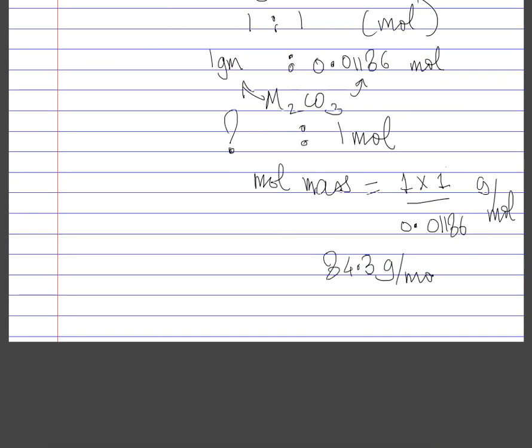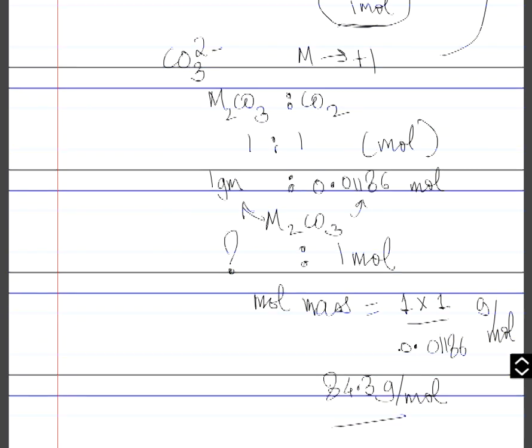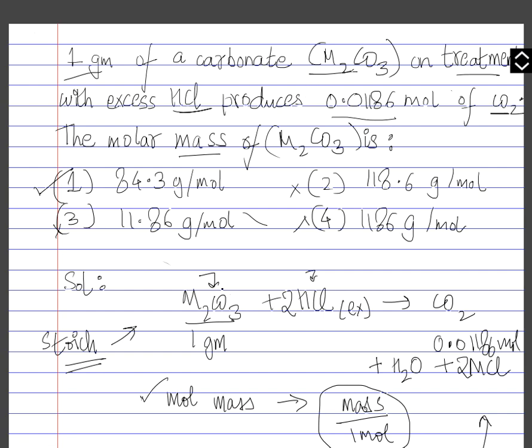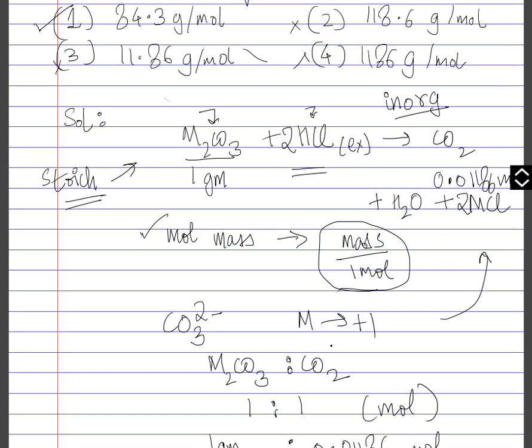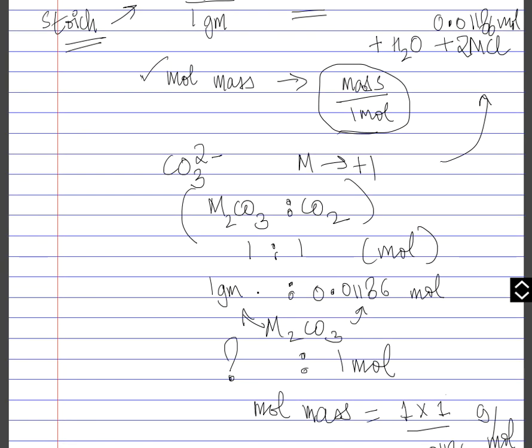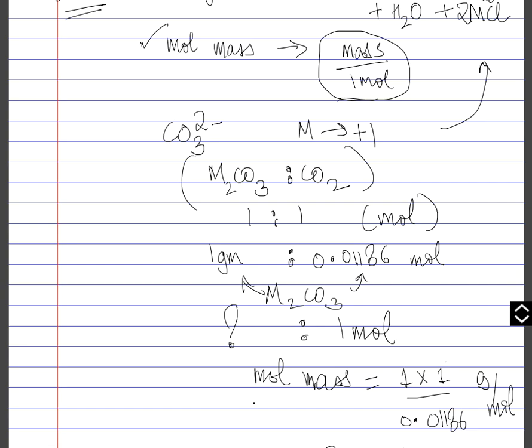Now, let me just walk you through or summarize what we did here, from the methodology to what we actually applied. So we saw that this was a question. We figured that this is the reaction that goes on there. You need some inorganic chemistry ideas to complete this reaction because you need to balance it. Only if you balance it, then you know the molar ratio of M2CO3 to CO2. Once you have that, then you use the simple unitary method to figure out what the molar mass was.